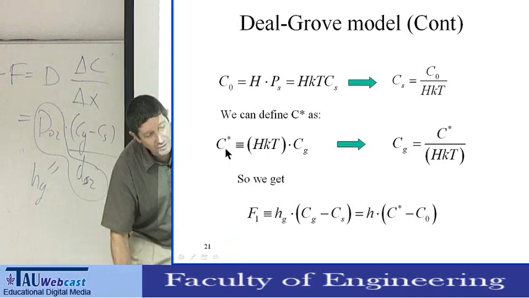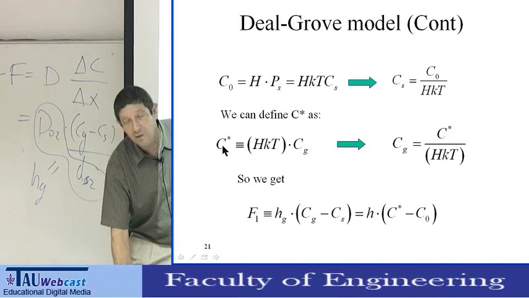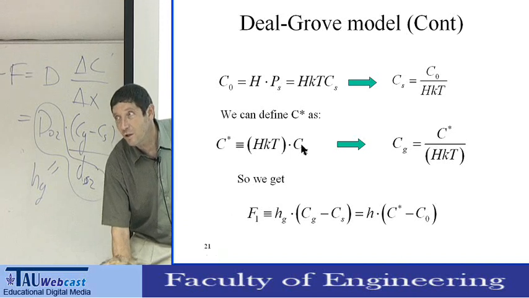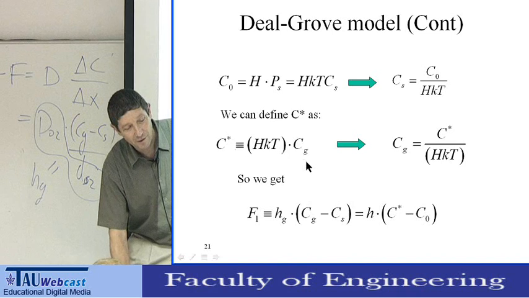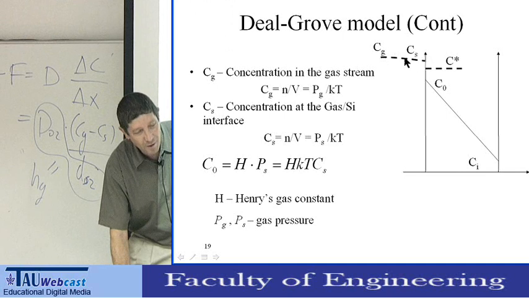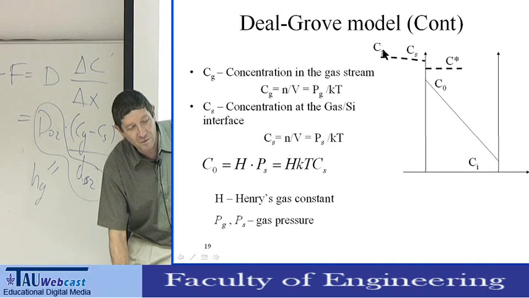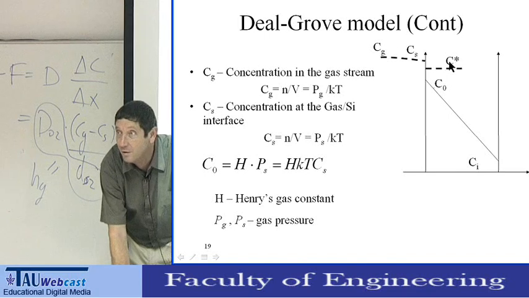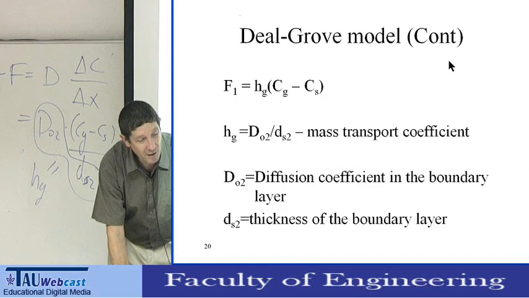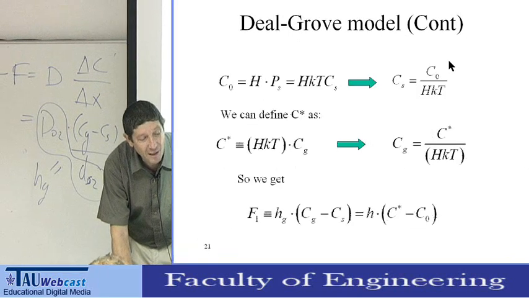What is C star? C star is the solubility, the concentration in the solid if the gas concentration at the interface was Cg. This will happen if the reaction stops and I wait infinite time. If Cs equals Cg, then C0 equals C star. It's another way to say it. It's a kind of ideal number.